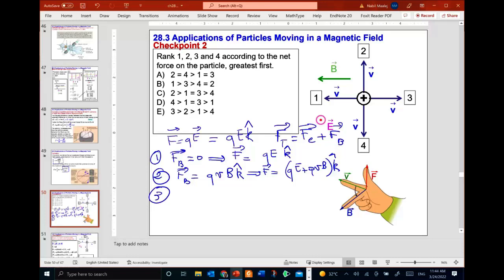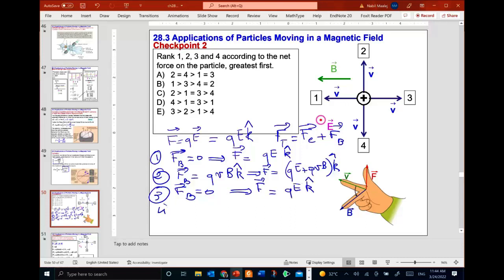In the third situation, what do we have? Magnetic force 0, because the angle is 180 degrees. Sine of 180 is 0. So F_B again is 0. And the total force F_total in this case is just QE times k.